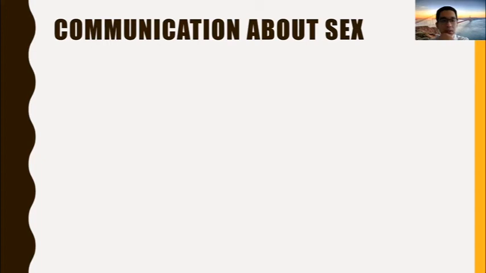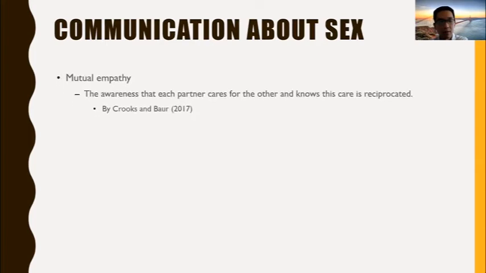The next topic about sex is how to communicate about sex. How do we talk about sex to other people? Communication about sex can be a way to build up mutual empathy, so we can be empathic toward each other. That is the awareness that each partner cares for the other and knows this care can be reciprocated.